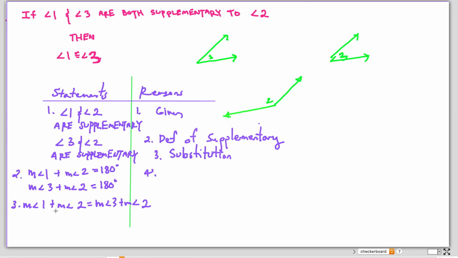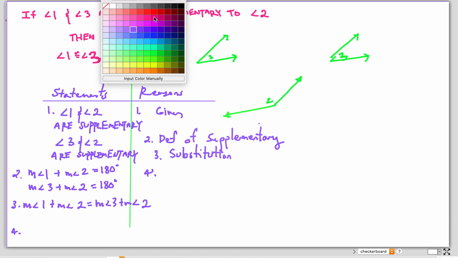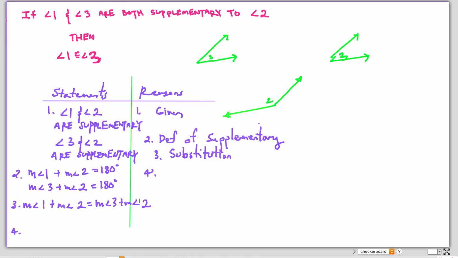And I'm almost there, because now you can see that if I subtract on both sides the measure of angle 2, of course measure of angle 2 minus measure of angle 2 is 0. So working with this equation right here from 3, I subtract measure of angle 2 on both sides. This cancels and then this cancels. And I get measure of angle 1 is equal to measure of angle 3. And this follows from the subtraction property of equality. Subtraction.